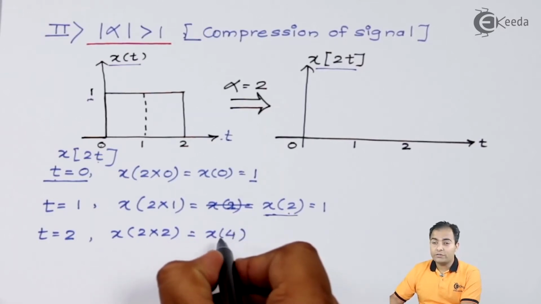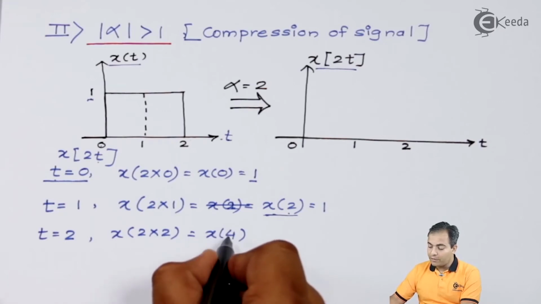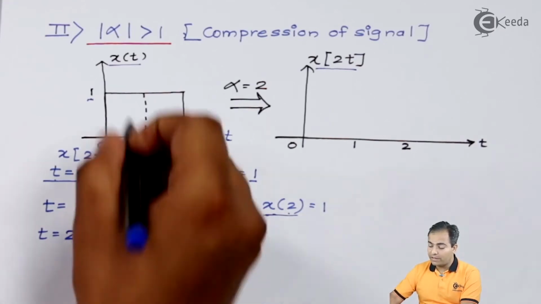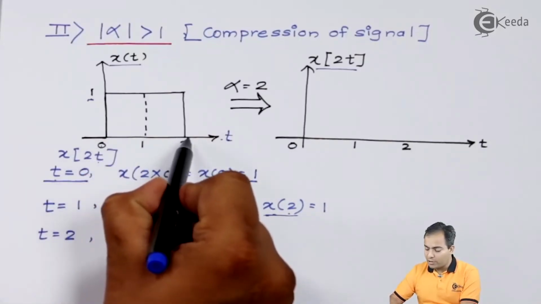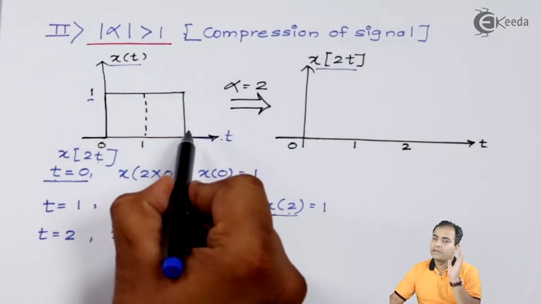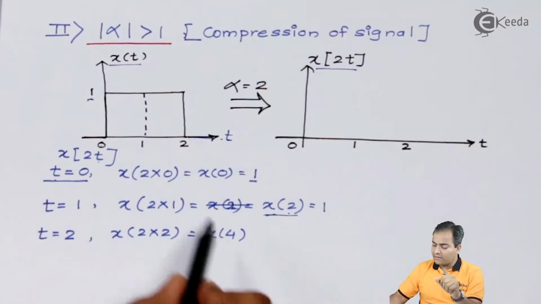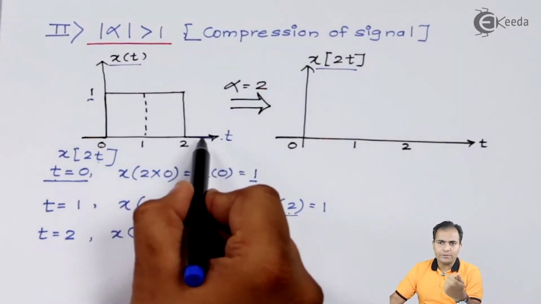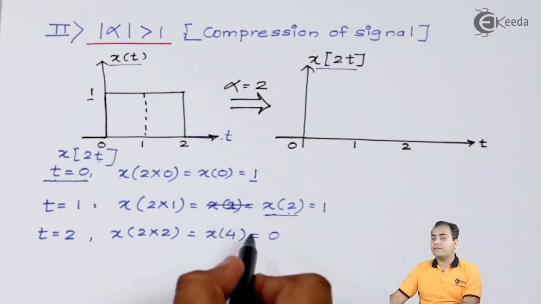Your result is x of 4. Now, which means we have to find the value of t equals 4 in x of t. Basically, this graph is available up to 2, and from 2 to infinity, the amplitude is 0. So can I say that this 4 actually comes after 2 and has amplitude 0? So I'll write here, x of 4 has amplitude 0.